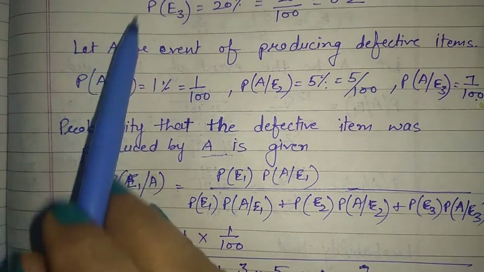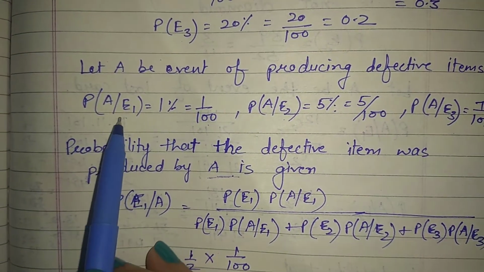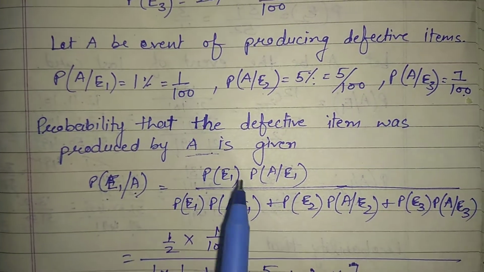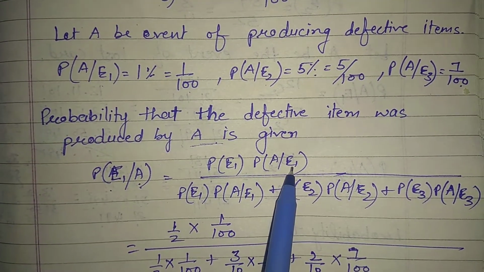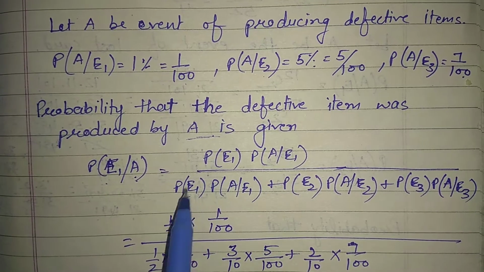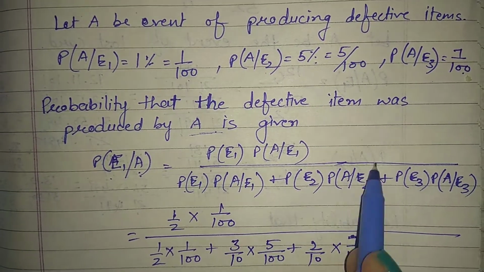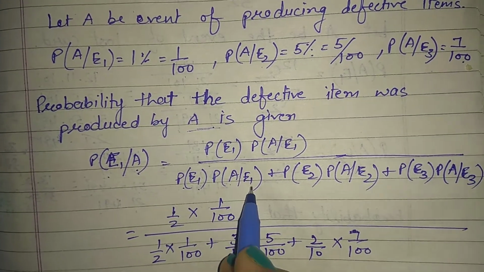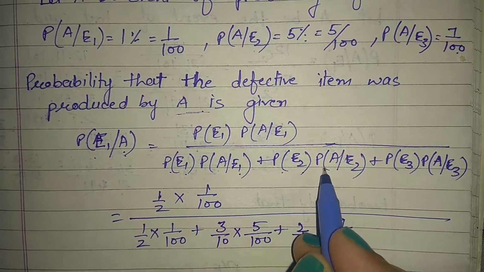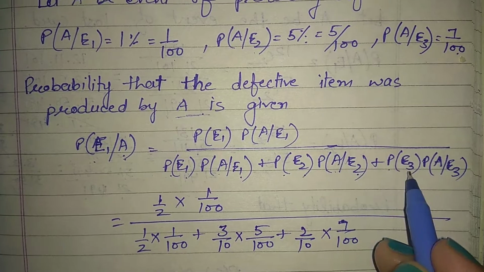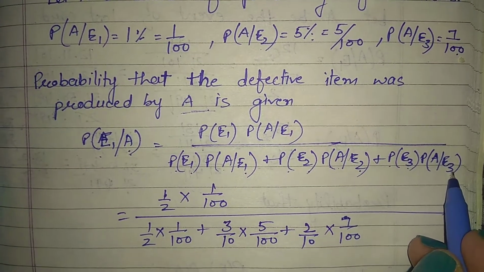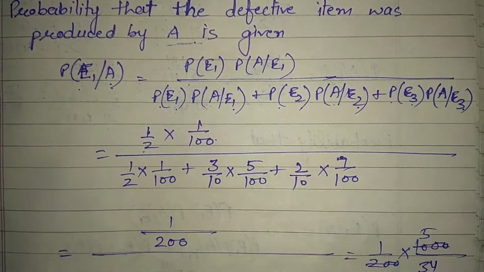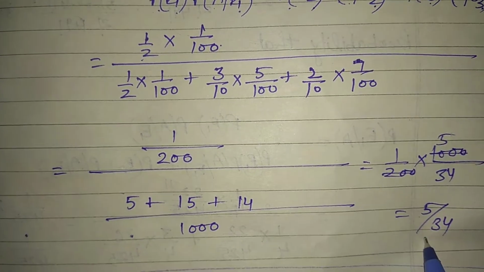So we will take the case of E1. So produced by E1 given A, that is P(E1|A). So we know the formula: P(E1) into P(A|E1), and the denominator will be P(A), the total probability. So we will take P(E1) into P(A|E1) plus P(E2) into P(A|E2) plus P(E3) into P(A|E3). So we will put the values of these and we will get the answer. Answer is 5 upon 34.